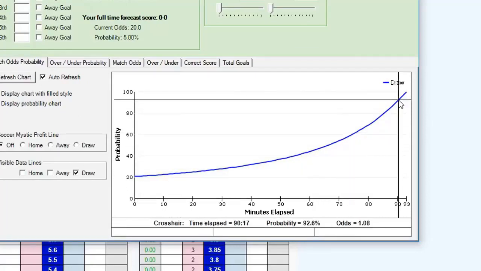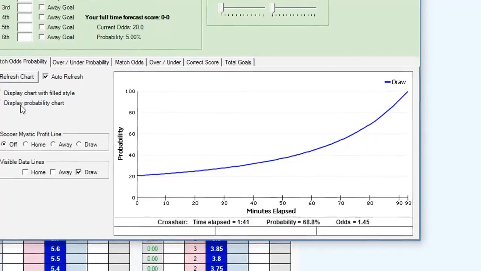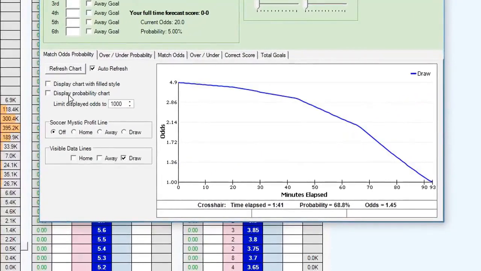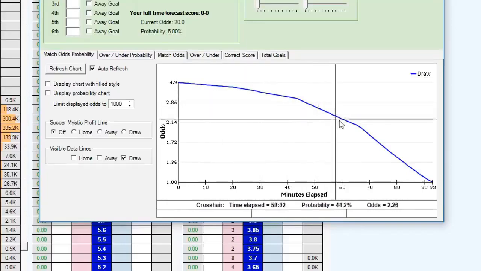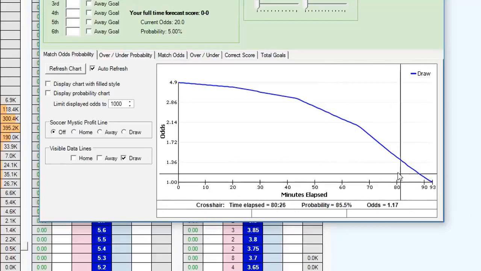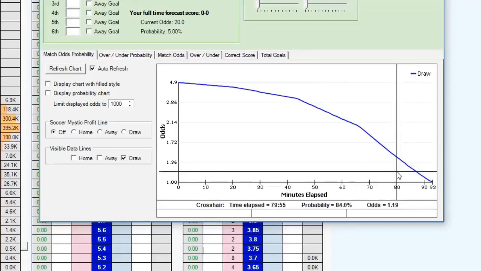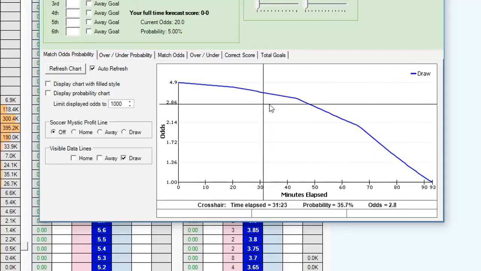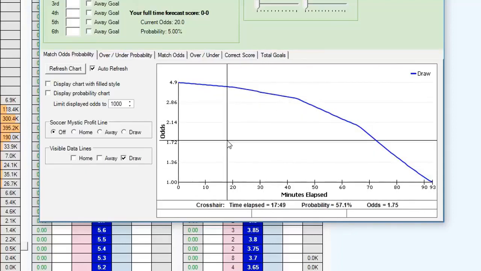You may not be familiar with looking at probability. So if you want to switch that off, you'll see that it looks at odds. It gives you the odds at which it starts, and you can see them gradually going down to 101. So what this is saying is that over the course of this match, if there are no goals scored, then eventually the draw will end up at 101, which is quite logical really. But what you're interested in is how a goal will affect the odds as the match progresses.